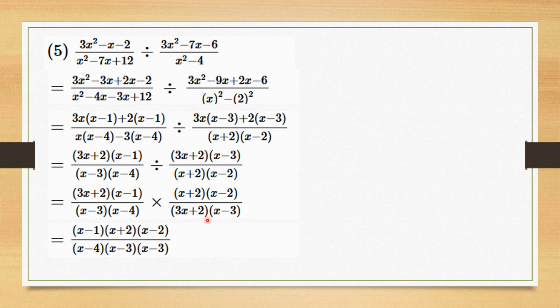Now we just have to do certain cancellation. So if you see, this 3x plus 2 from the numerator here and this 3x plus 2 from the denominator here will get cancelled. So the only terms we're left with are x minus 1 into x plus 2 into x minus 2 in the numerator, and x minus 4, x minus 3 and this x minus 3 in the denominator. Nothing else is getting cancelled. So this will be our final answer: x minus 1 into x plus 2 into x minus 2 upon x minus 4 into x minus 3 into x minus 3.